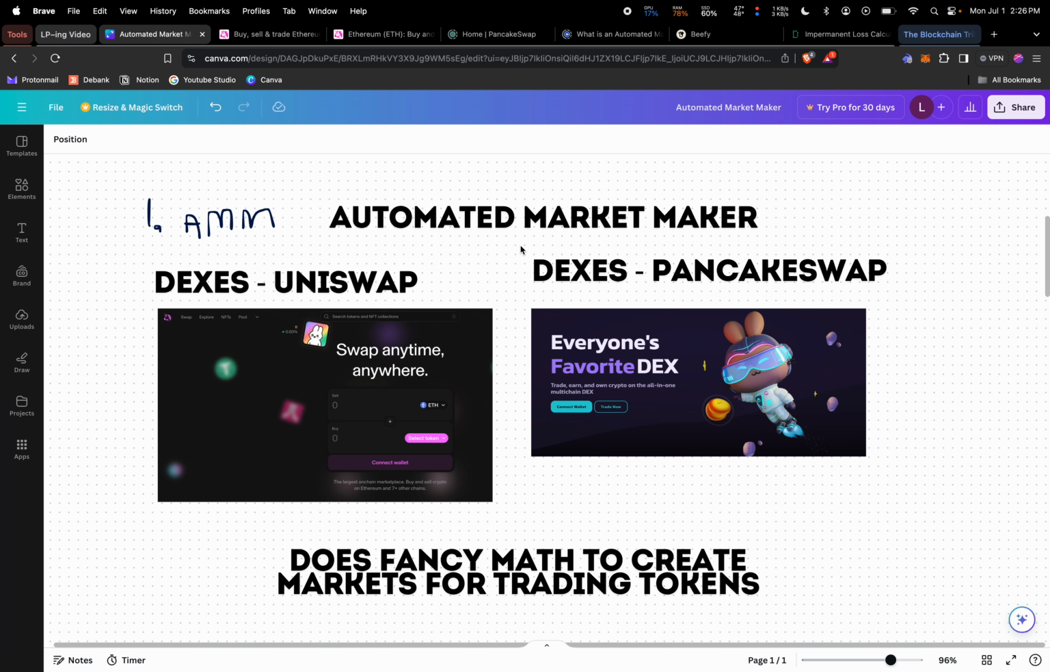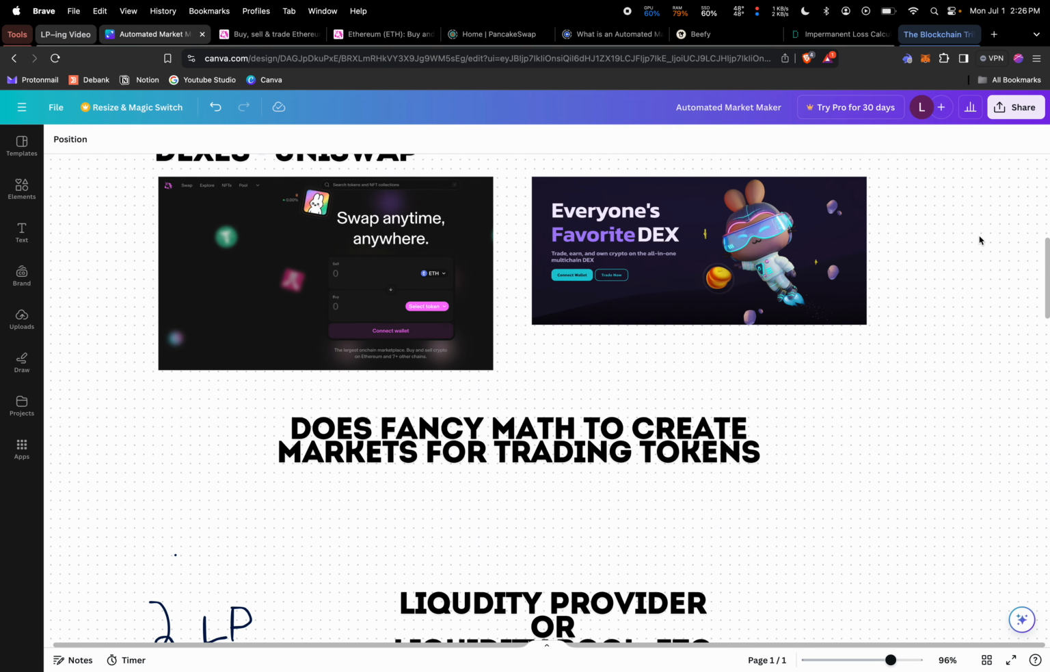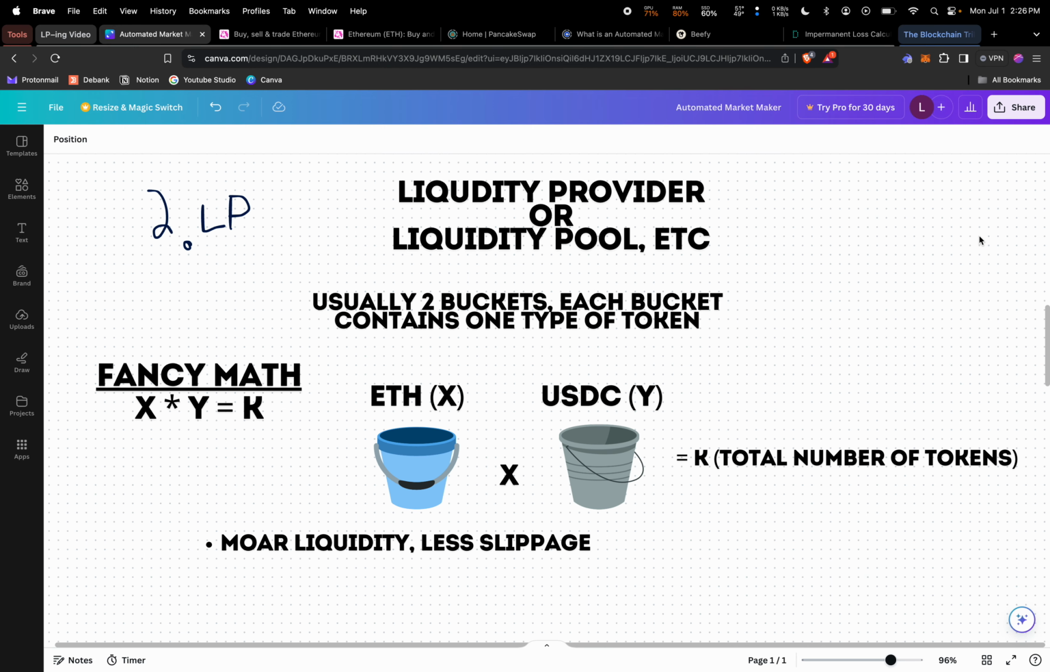And how does it do it? It does fancy math to create markets for trading tokens. That's basically what you have to know. So how do they work? The second point is liquidity provider or liquidity pool. I'm getting ahead of myself because I'm just reading the screen and not thinking. Let's try this again. People go on to these DEXs and provide their assets and put them into these liquidity pools, and then you're able to go through those pools and trade your tokens.